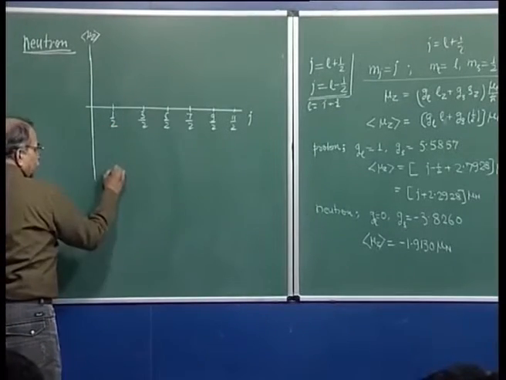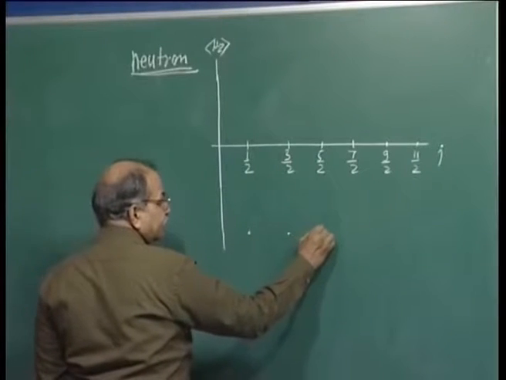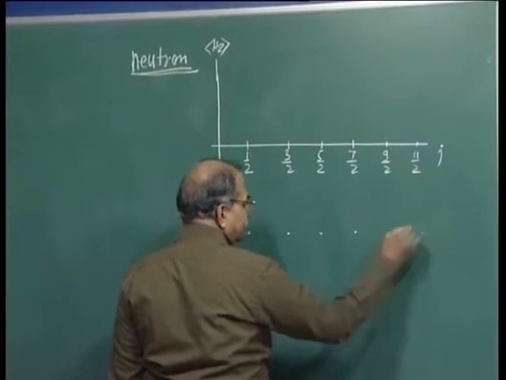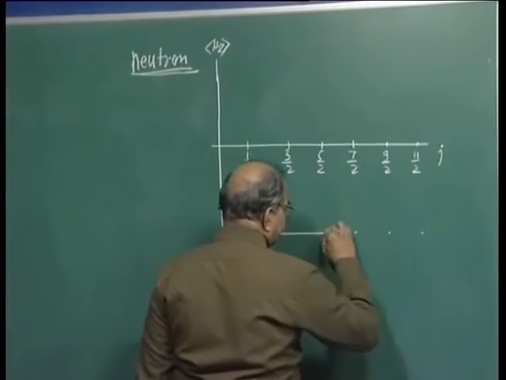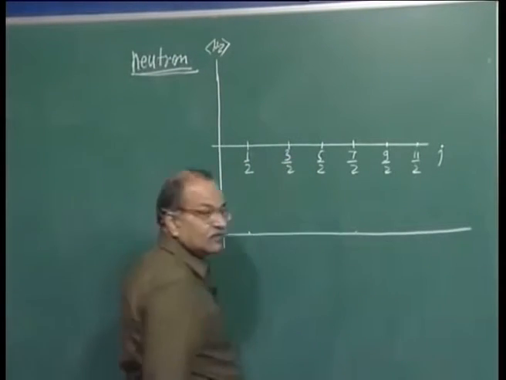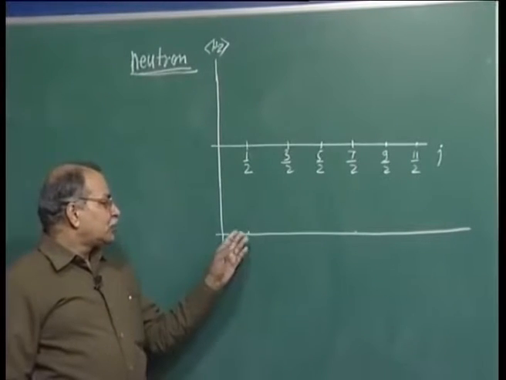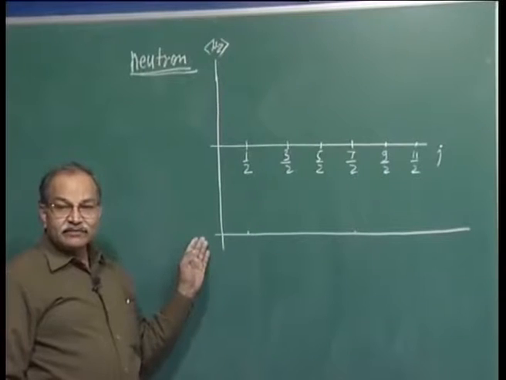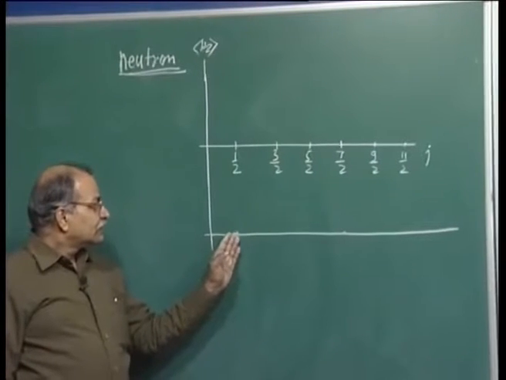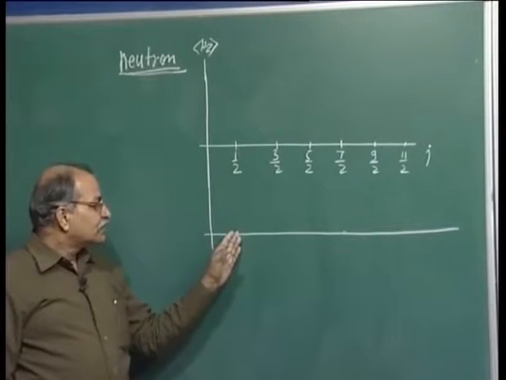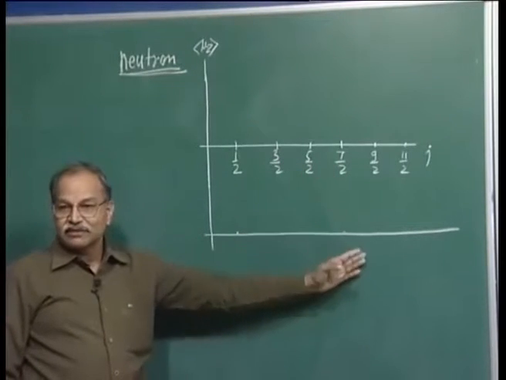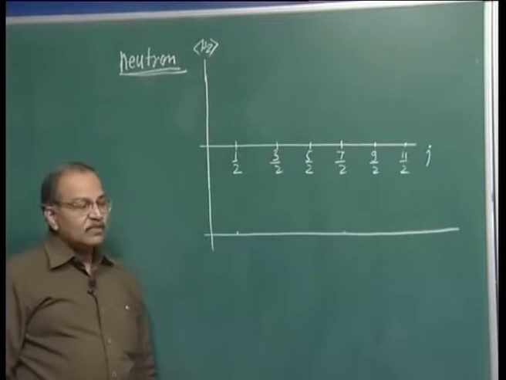So, these are the extreme single particle model predictions. It should be this much, minus 1.9130 mu n. So, if J is 1/2, it should be this much, 3/2 this much, 5/2 this much, 7/2 this much.